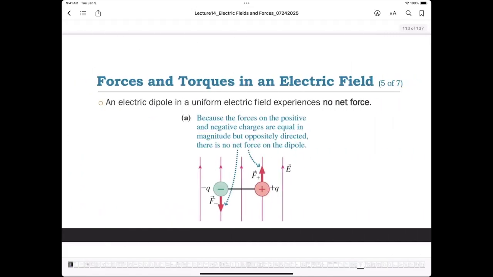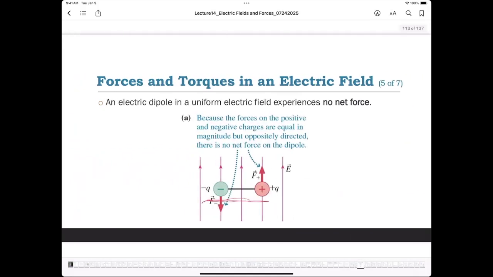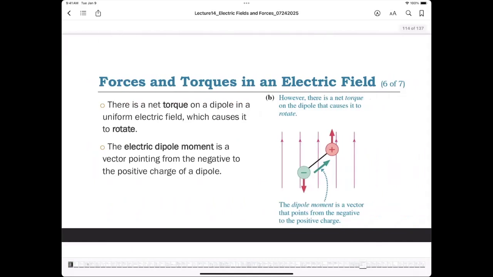Okay, let's continue to talk about the forces and torques in an electric field. An electric dipole in a uniform electric field experiences no net force. Here you can see, because the forces on the positive and negative charges are equal in magnitude but opposite in direction, there is no net force on this dipole. But there is a net torque on a dipole in a uniform electric field, which causes it to rotate. Because it is put in an electric field, it will rotate.